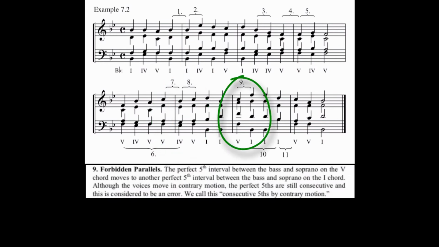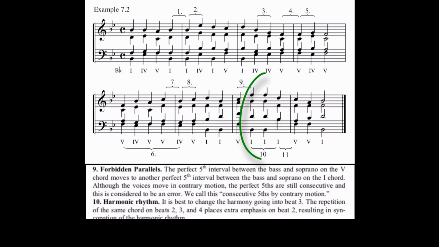9, forbidden parallels again. The perfect fifth interval between the bass and the soprano on the 5 chord moves to another perfect fifth interval between the bass and the soprano on the 1 chord. Now, even though the voices are moving in contrary motion, the perfect fifths are still consecutive. And this is still considered to be an error. We'll call this consecutive fifths by contrary motion.